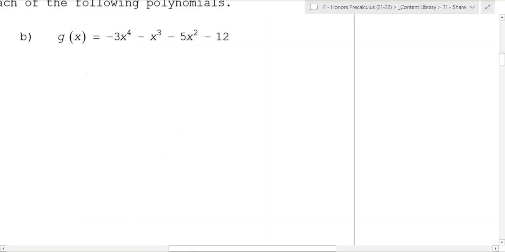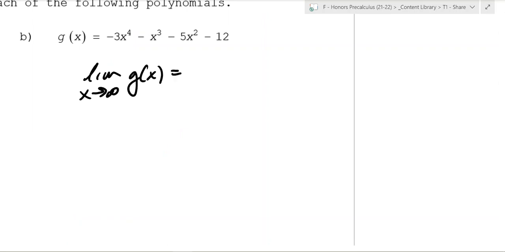So what about this one? The limit as x goes to infinity of g of x. Well, in this case, you're looking at this term right here. What happens as x gets really big? X to the fourth is going to be positive. It's actually always going to be positive, and that negative 3 will make it negative. So it's going to be negative infinity.